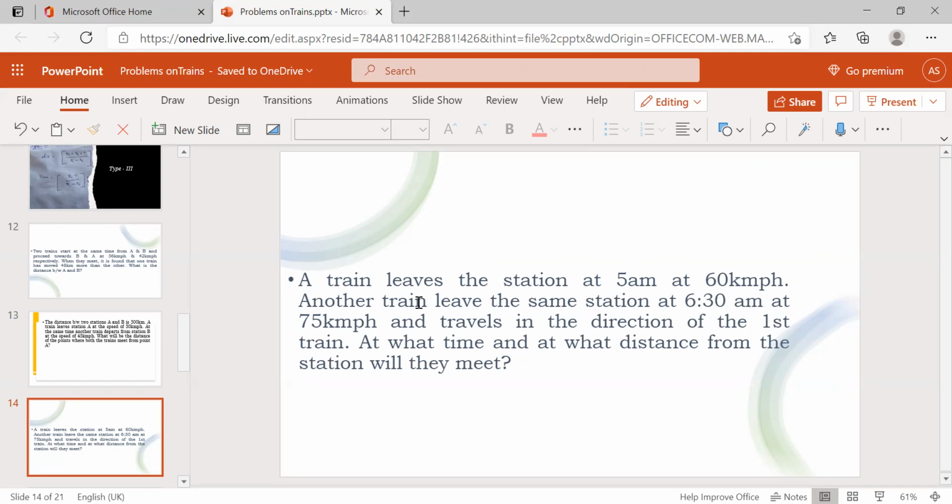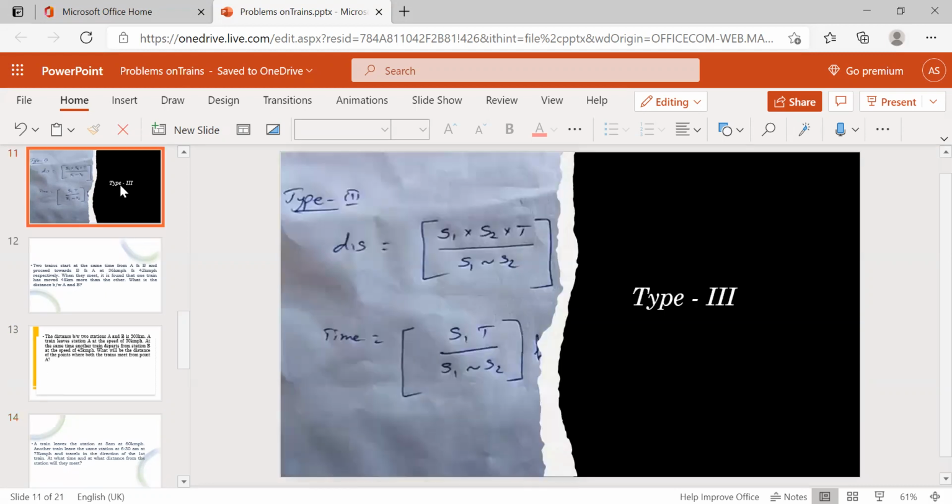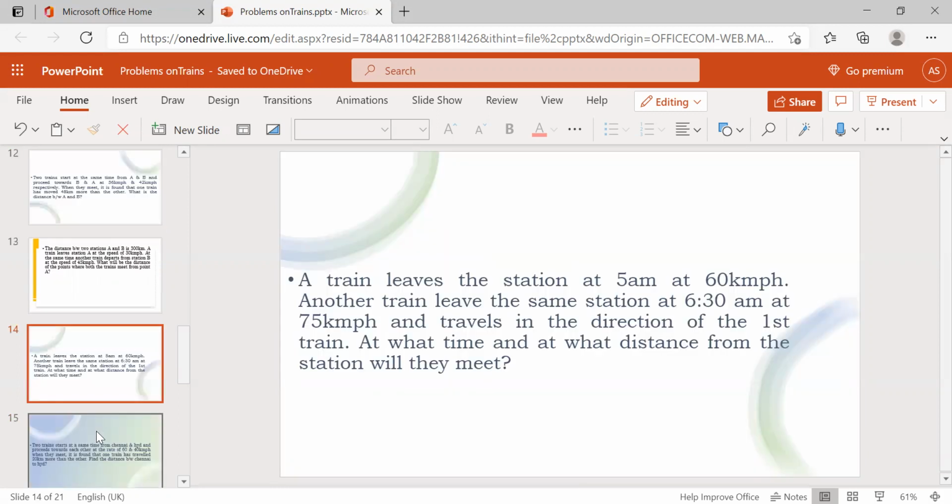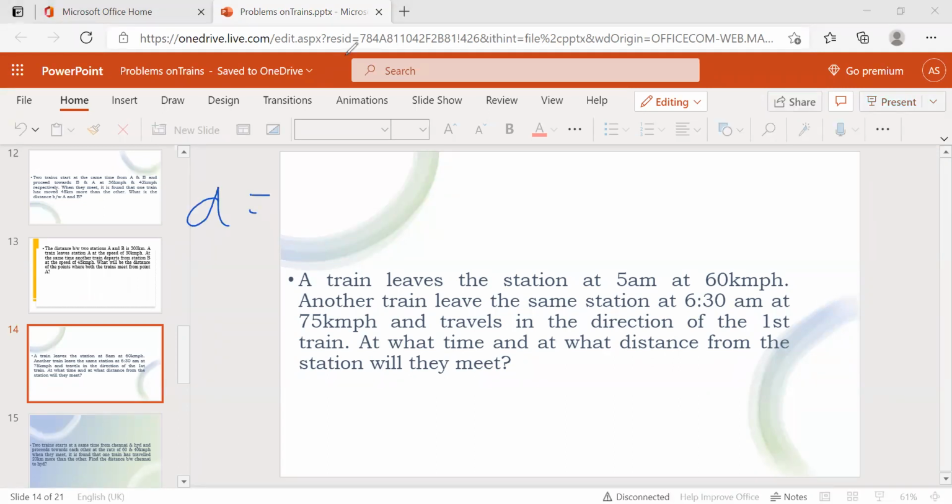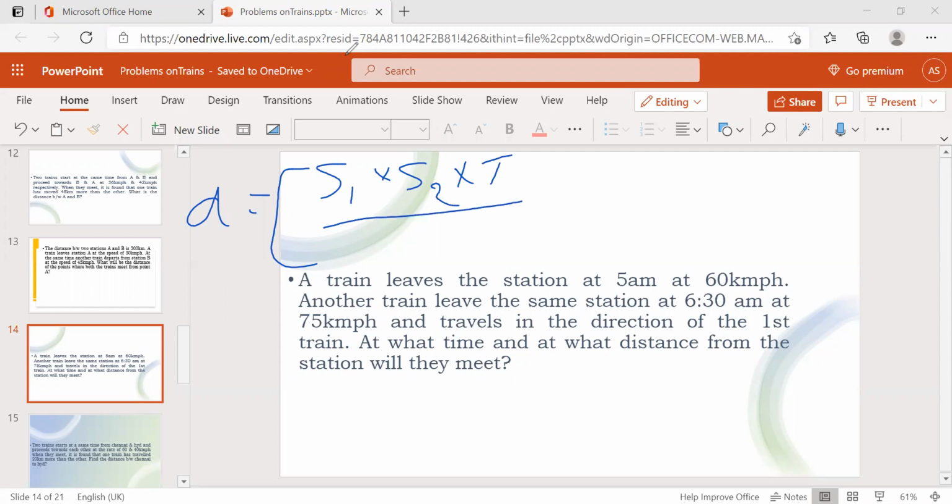So it comes under type 3. Why type 3? Type 3 is when both trains start at the same station in the same direction. Okay, same station. Now, what they're asking is distance. What is the distance formula here? The distance formula is S1 into S2 into T by S1 difference of S2. Now, just substitute the values.